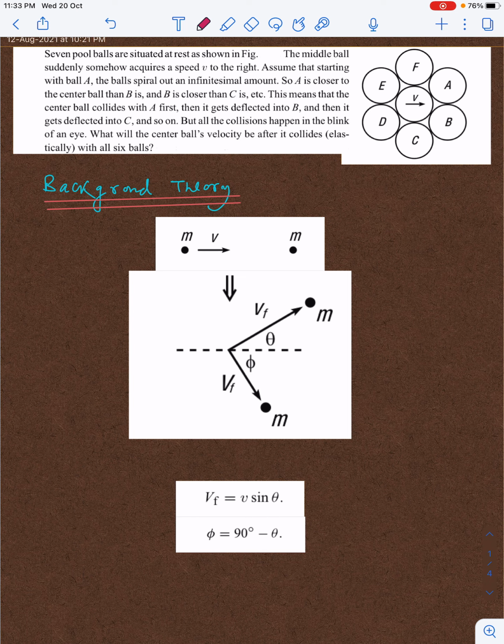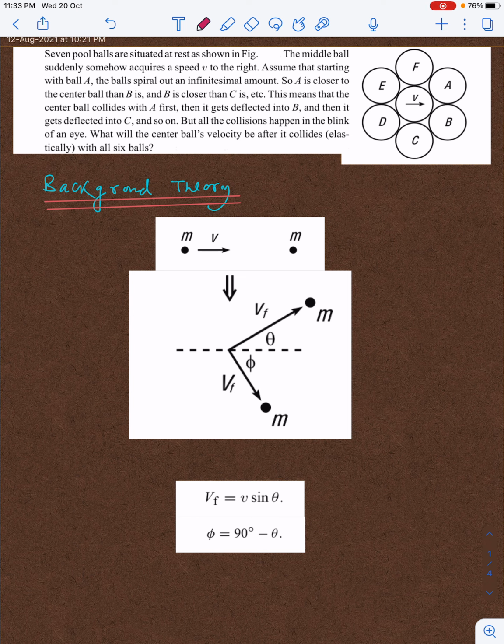So without wasting much time, let us go into this very interesting problem, yet very easy. It's just the way you look into the problem which will help you to solve this. The statement of the question is saying 7 pool balls are situated at rest as shown in the figure. The middle ball suddenly somehow acquires a speed v to the right, this middle one, right?